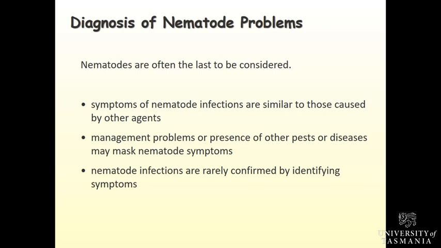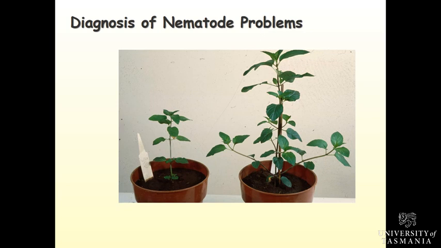And because the symptoms tend to be diffuse, stunted plants, they're often not characteristic. You don't say, gee, that's definitely a nematode. You have to do a lot more work to find them. They're hard things to find. So here's an example. Stunted plant, healthy plant. It could have been stunted by a whole range of things. In this instance, it was a nematode.